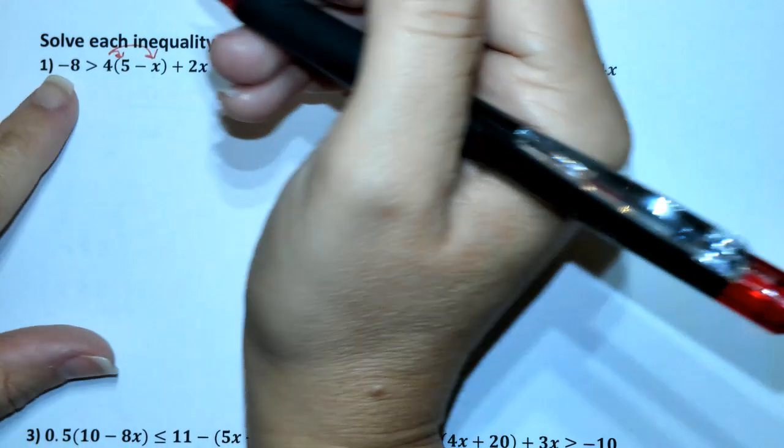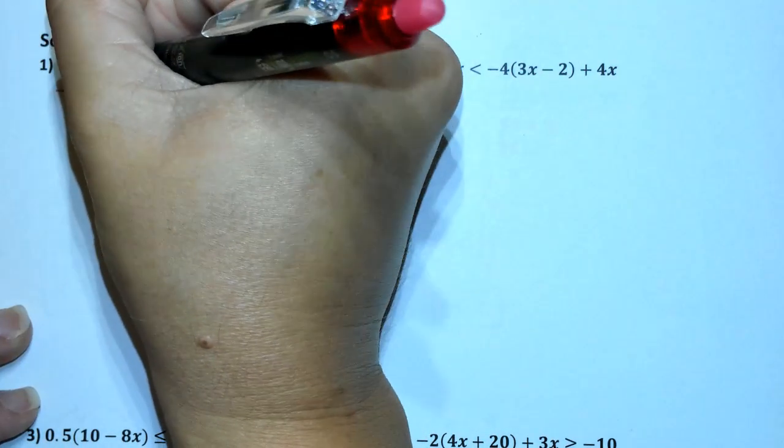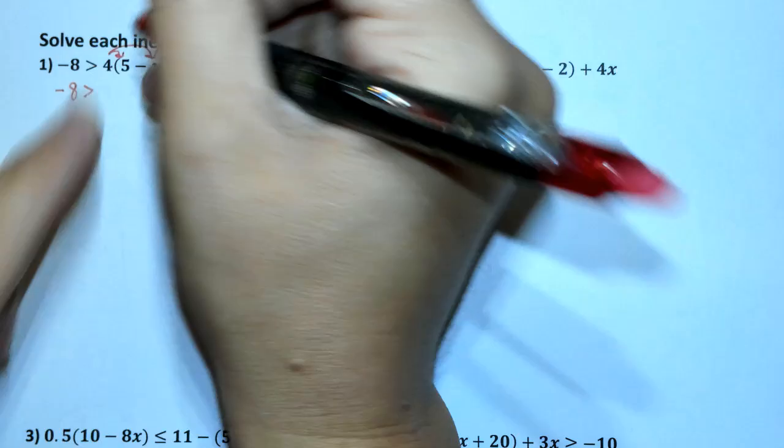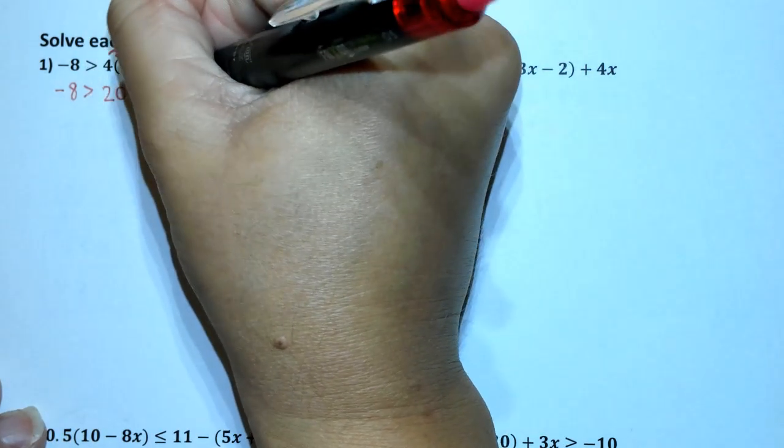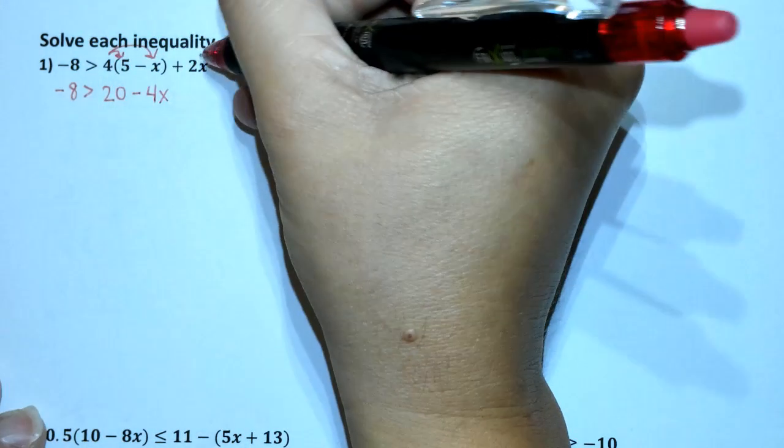Okay, I'm going to bring down the negative 8. I'm going to bring down our greater than sign. Okay, and then 4 times 5 is 20. 4 times a negative x is negative 4x. And then I just bring down that plus 2x.